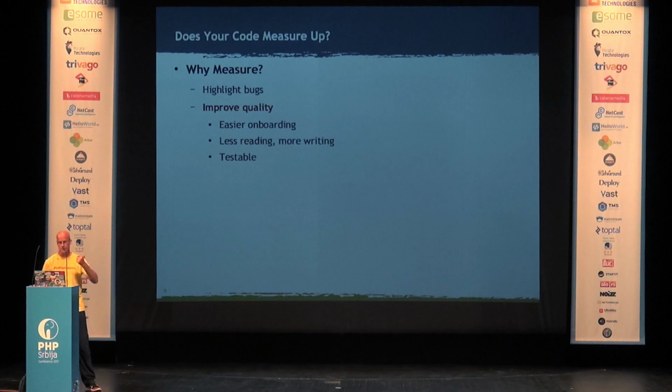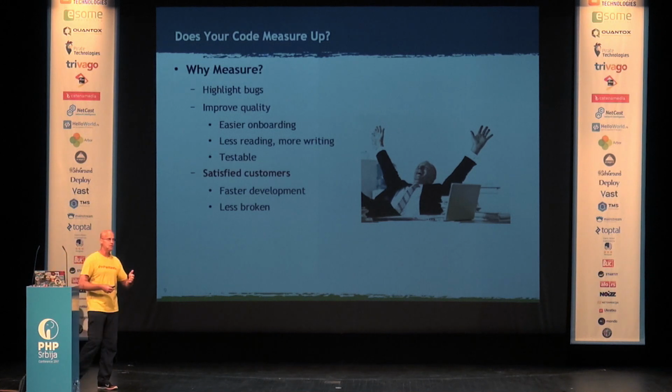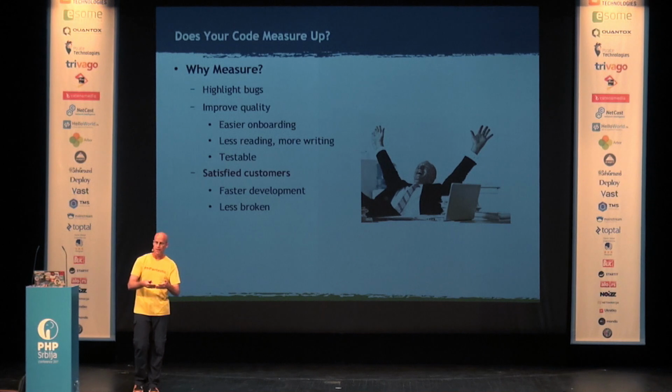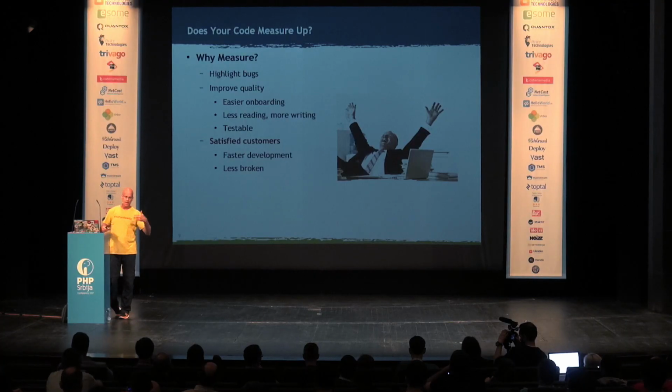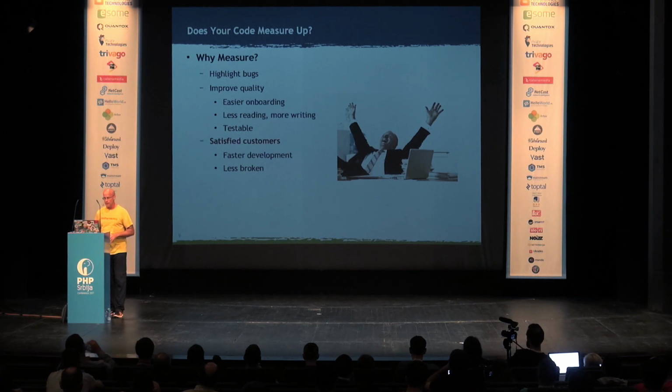Now, if we have improved quality, another reason to measure would be so that we have satisfied customers. Because obviously, if we're able to onboard developers much faster, if we're able to create code faster, if we're spending less time reading and more time creating, we're going to have happier customers. They're going to get features faster. They're going to have faster development times for that. They're also going to have less broken features as we're working on the application. Because of the quality of the code, it's just going to make things better all the way around.